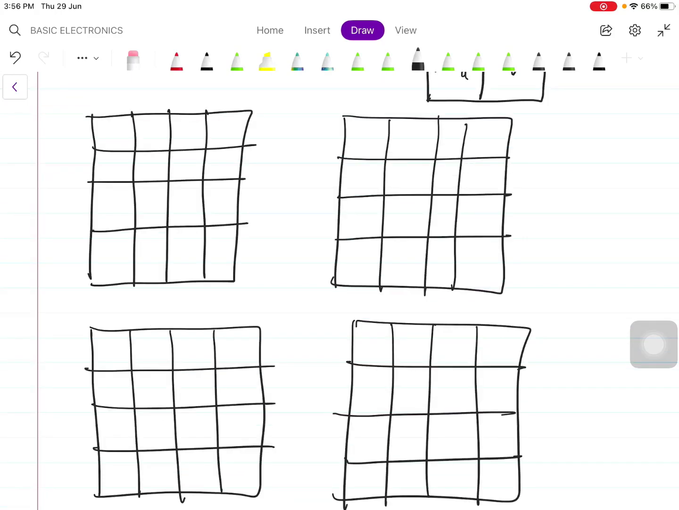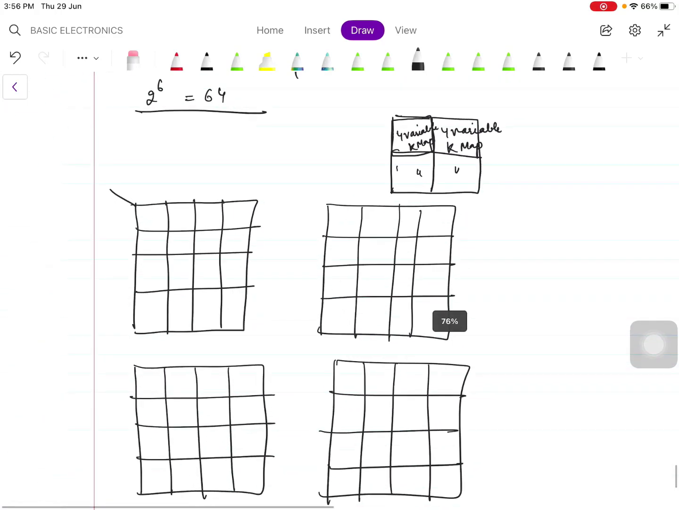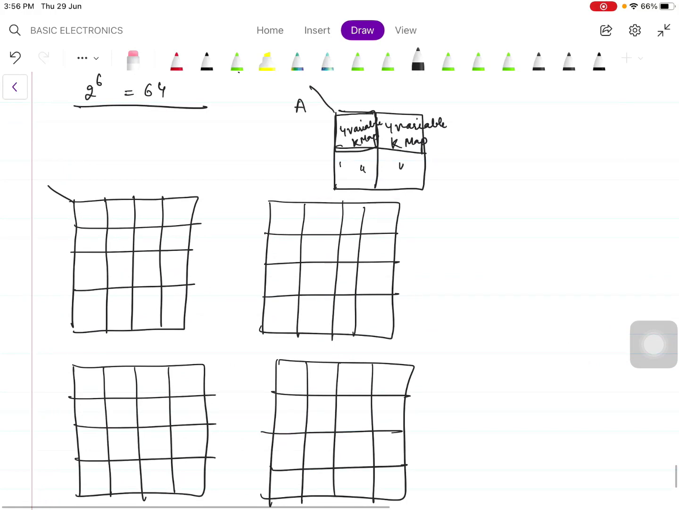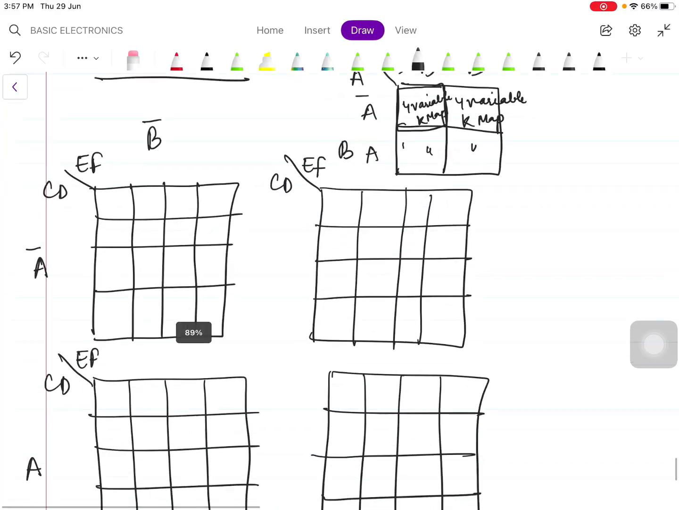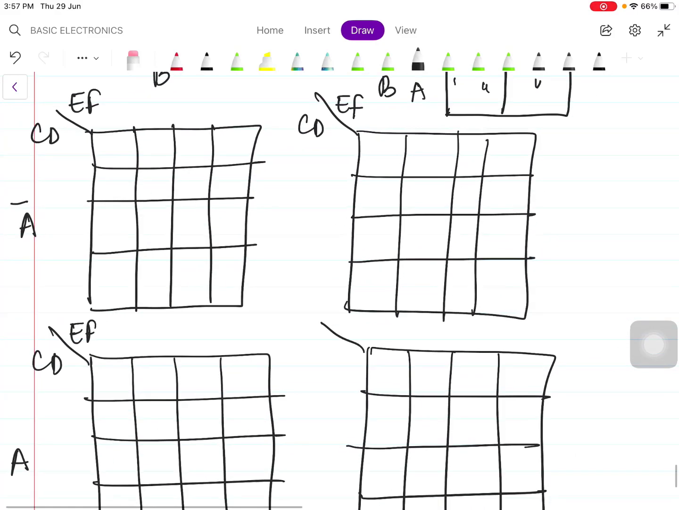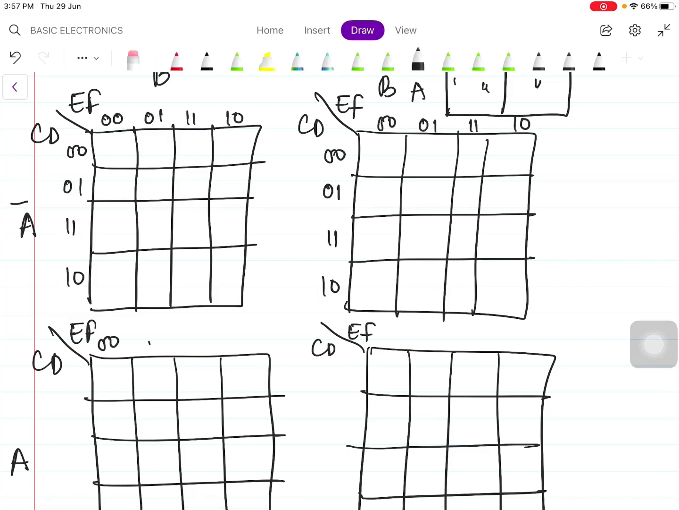Let's allot the variables. As you saw in the 2 variable K-map, what did we do? We did A, B, this was A bar, A, this was B bar, this was B. Similarly here, A bar, A, B bar, B. Remainings are C, D, E, F. So C, D, E, F, C, D, E, F, and so on. Alright, do the allotments. These are the allotments.